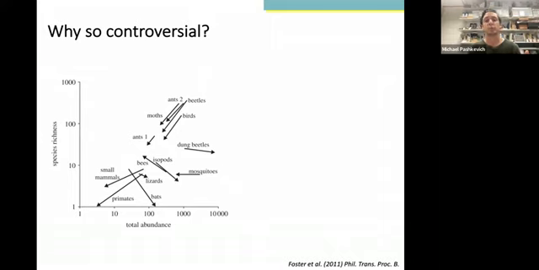And the way to interpret this plot is that on the x-axis is abundance, so the number of individuals, and on the y-axis is the number of species or species richness. And each of these arrows corresponds to a different taxonomic group. And the arrow starts at the biodiversity recorded in rainforest, and the head of the arrow is the biodiversity recorded in an oil palm plantation.